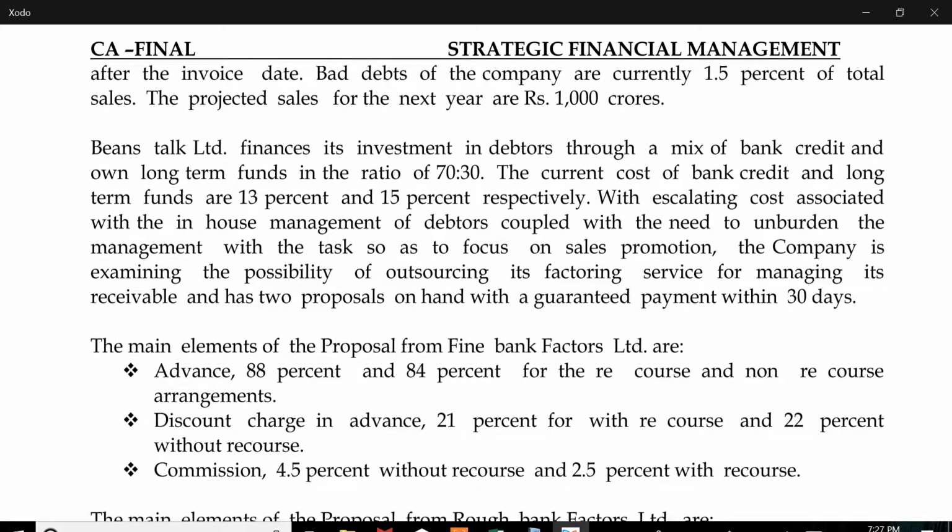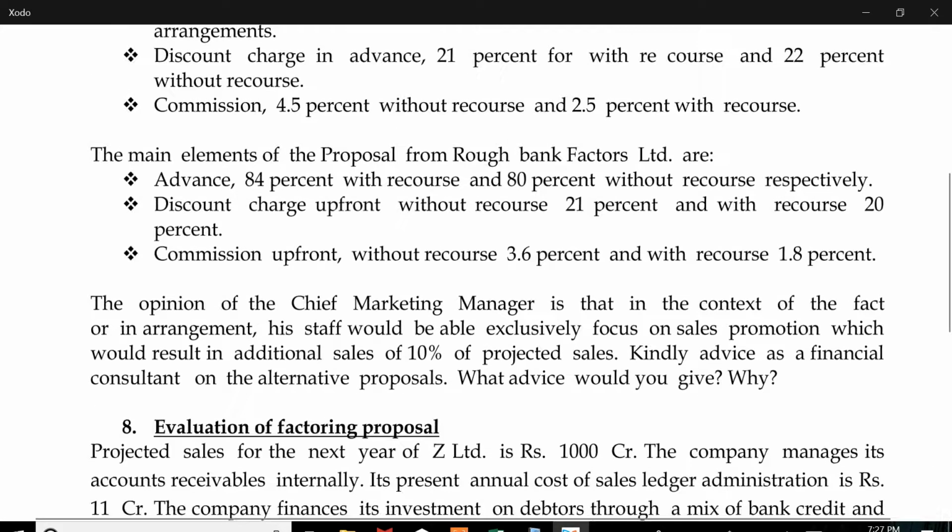Discount charge on the advance is nothing but interest charge. He is going to charge you an interest of 21 and 22. Commission is something which you obviously know. Now, when you get into a factoring arrangement, they are saying there is going to be an additional sale of 10% of the projected sales, because people who were trying to collect the money, now I have released them and told them to do something else.